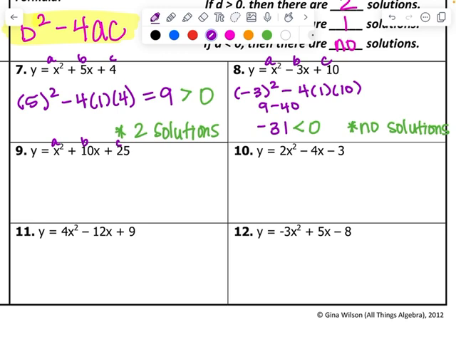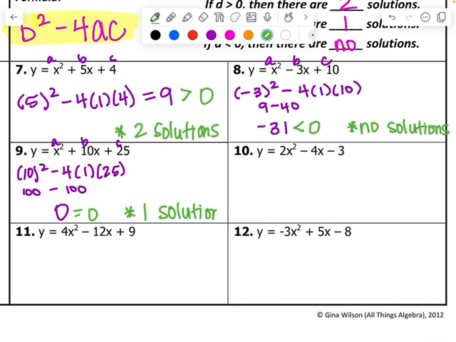Okay, look at number 9. We have b squared minus 4ac. Well, if we take 100 minus, look at that, 100, we get 0. And if our discriminant equals 0, then we have 1 solution. The vertex is on the x-axis.